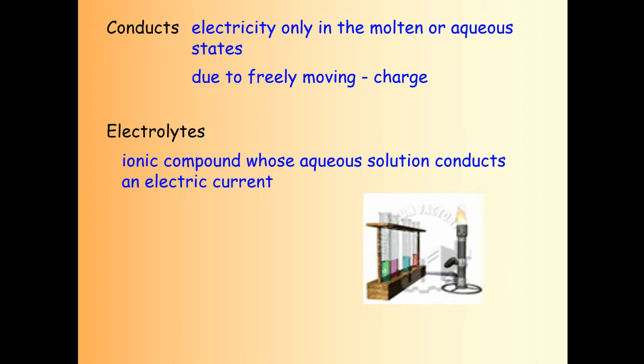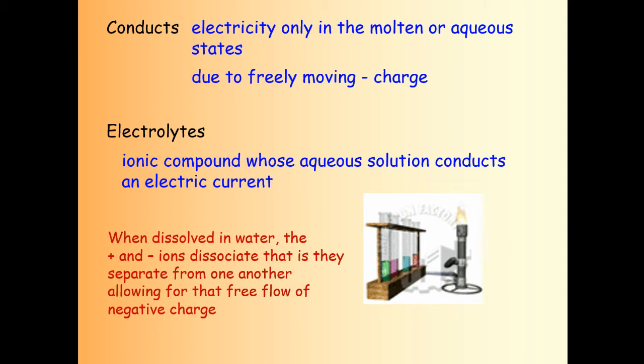Electrolytes is a special name given to ionic compounds whose aqueous solutions conduct an electrical current. Now, this is because when dissolved in water, the positive and negative ions dissociate, which means that they separate from one another, allowing for that free flow of negative charge. The question is, why? And if you don't know why, then you need to ask me about that in class.